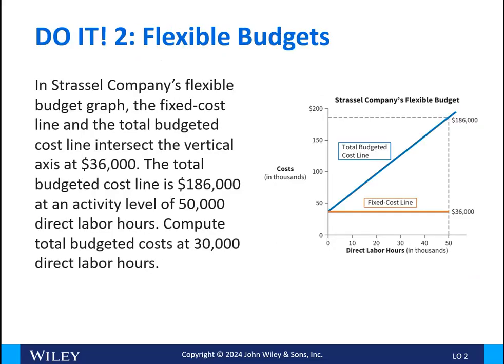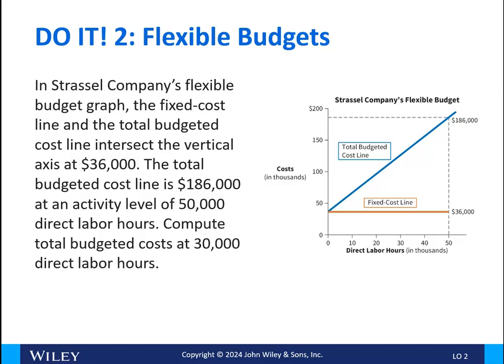Now we'll do another example. In Strassel Company's flexible budget graph, the fixed cost line and the total budgeted cost line intersect the vertical axis at $36,000. So we're talking about this orange line here, straight across, and this diagonal blue line. They intersect here at $36,000.